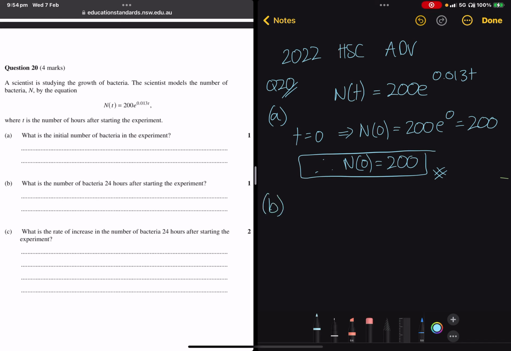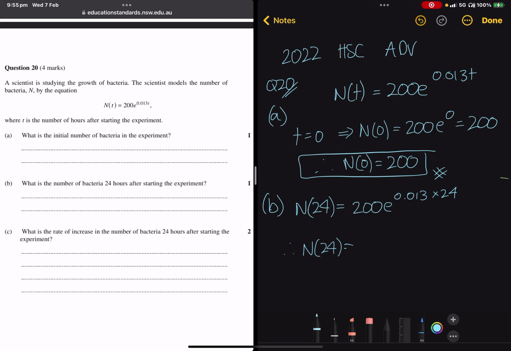Now for part B, we're asked what is the number of bacteria 24 hours after starting the experiment? Well, T is the number of hours, so we just need to evaluate N when T is 24. So N when T is 24 is 200 times e to the 0.013 times 24. This gives us N of 24. We plug this into our calculator.